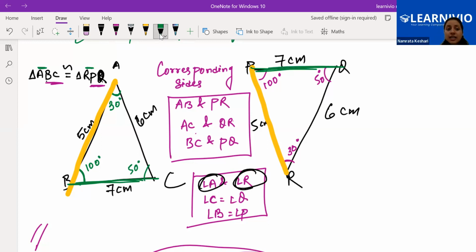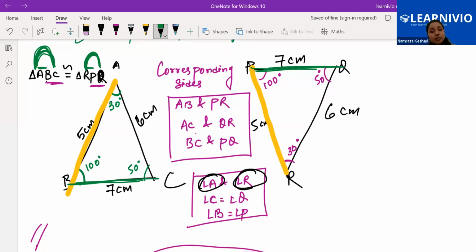Now let's check the third side, AC. See the cursor, your eyes should be on the cursor. Side AC and side RQ. RQ, is it corresponding side? Yes, it is corresponding side. That means now we have written the name properly. Am I making sense to all of you? Yes, ma'am. So this is how we will be checking whether the two shapes are congruent or not.